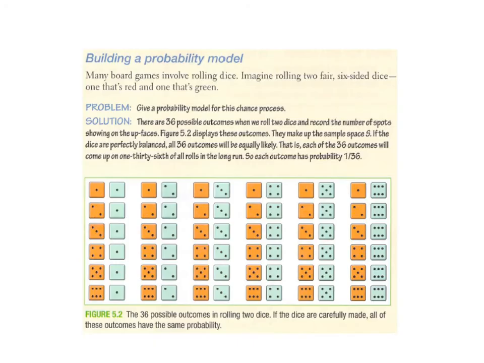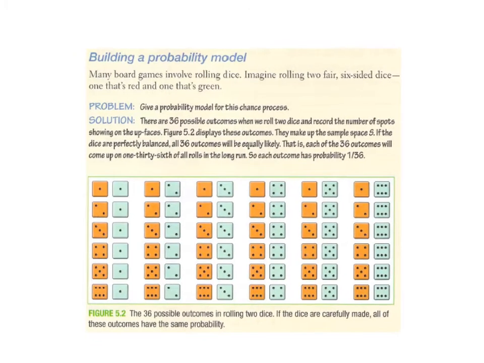For this particular probability model, they're talking about playing a board game and rolling 2 fair 6-sided dice. Fair meaning they have 1, 2, 3, 4, 5, and 6 on them, with the same probability for each outcome. One is red and one is green. The problem here is giving a probability model for this chance process. There are 36 possible outcomes when they roll the 2 dice. So this is our S.